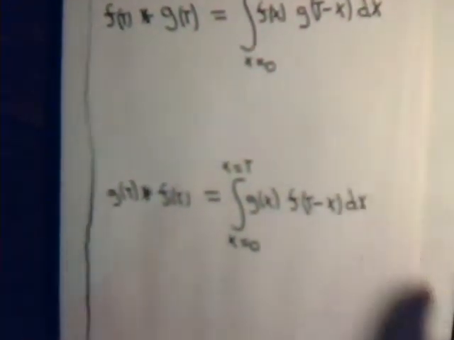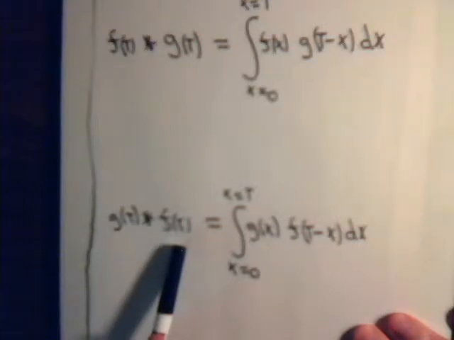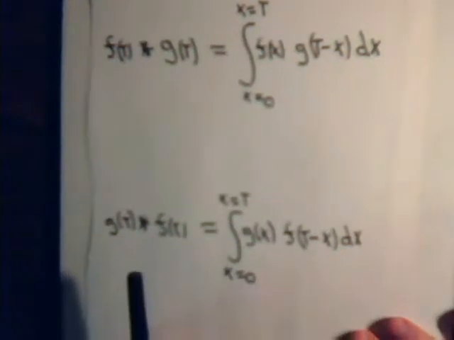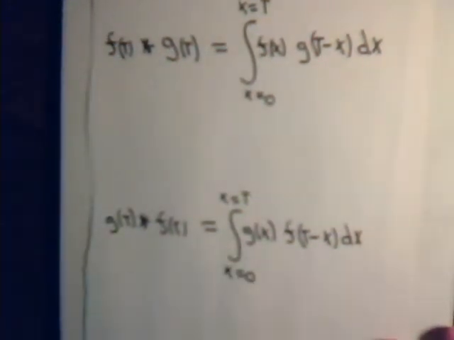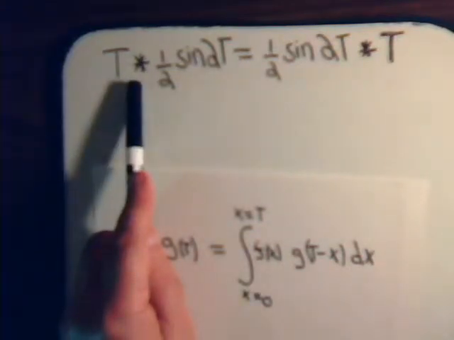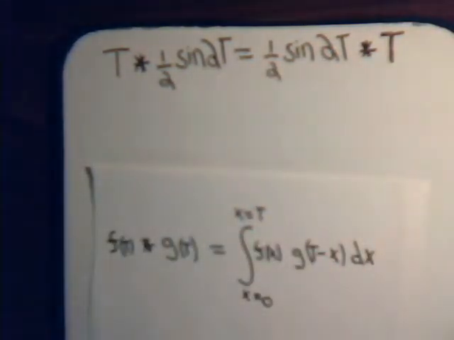What we want to do in this video is demonstrate that this equals this, or this integral expression is the same as this integral expression. We'll demonstrate it with a specific example here. So we have t convoluted with 1/2 the sine of 2t. Here we have then reversed their order.